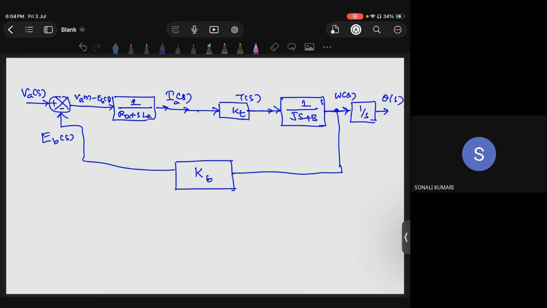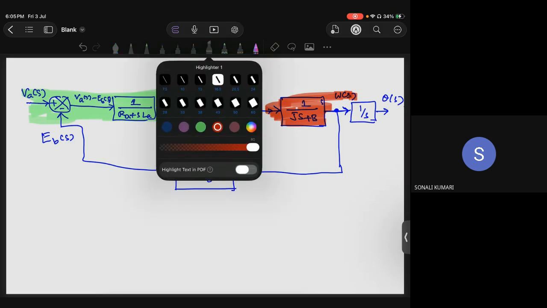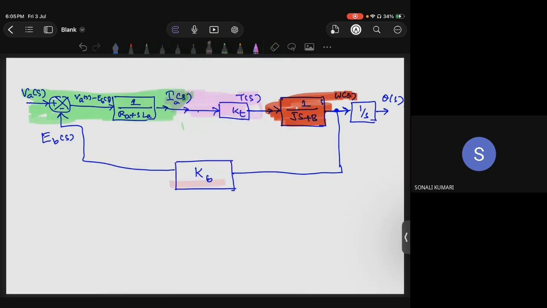So the first equation is this part. Then the second equation is this part. Then the third equation is this part. Then the fourth equation is this part. And then the final equation, this part. Is it clear? Any doubts?